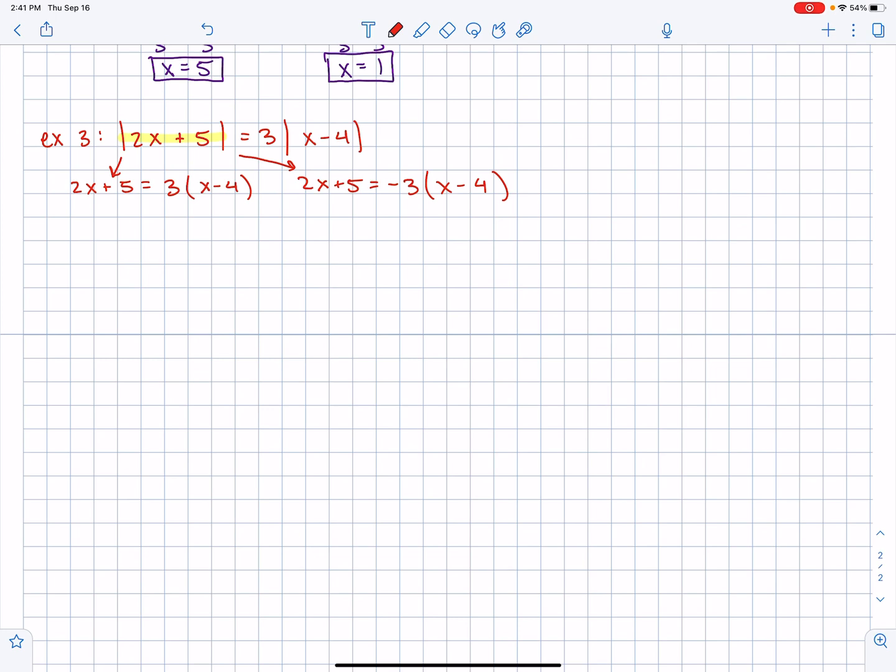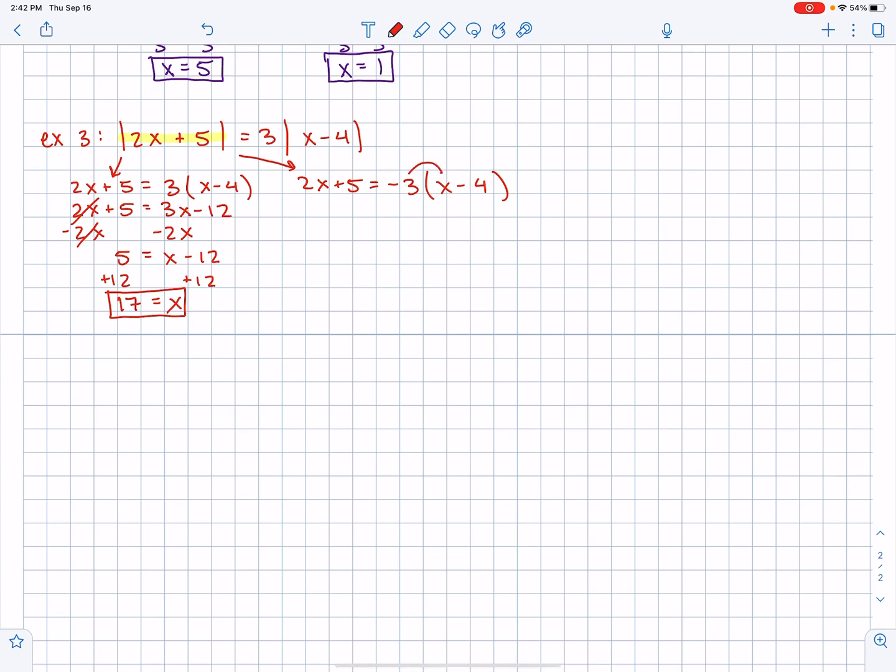Okay, we can solve this. We have 2x plus 5 is equal to, distribute, 3x minus 12. I think it's a lot easier right here to take this 2x and move it to the other side to stay positive. If you wanted to subtract your 3x, you also could do that. Leaving me with 5 is equal to x minus 12. I'm going to add 12 to get my value of x, and I get 17 is equal to x. Okay, so there's one of my values.